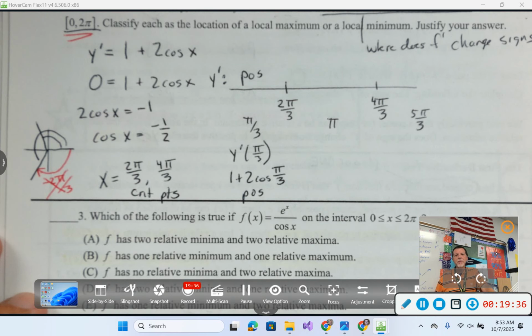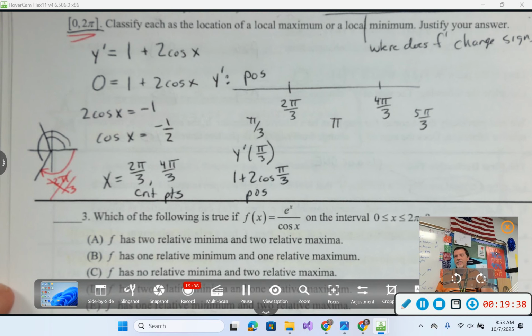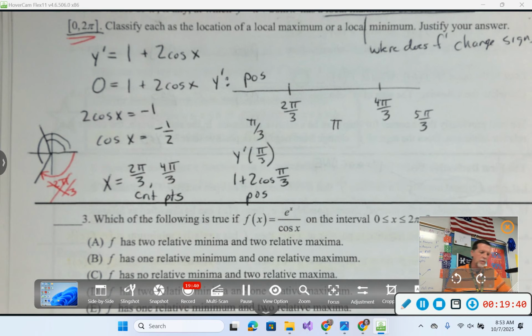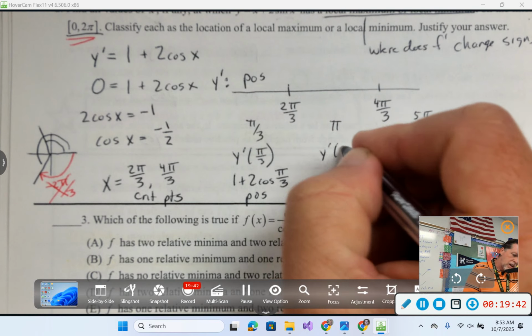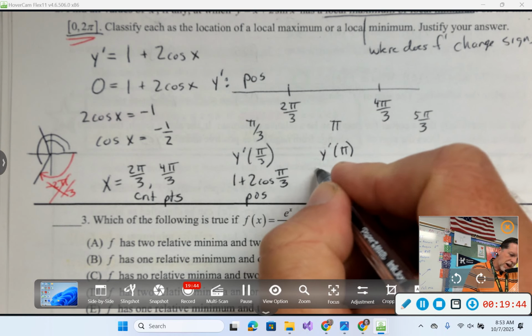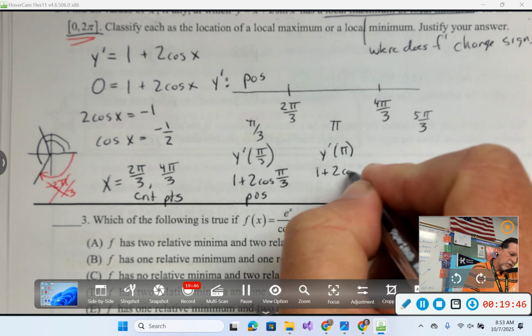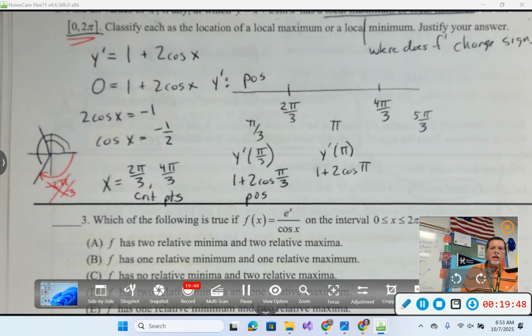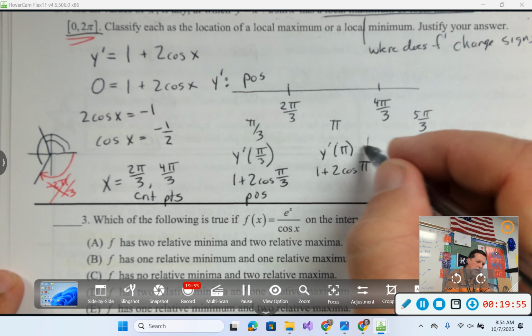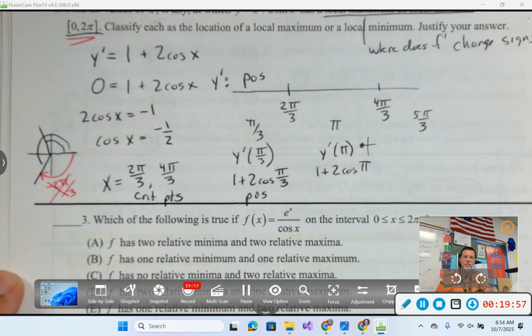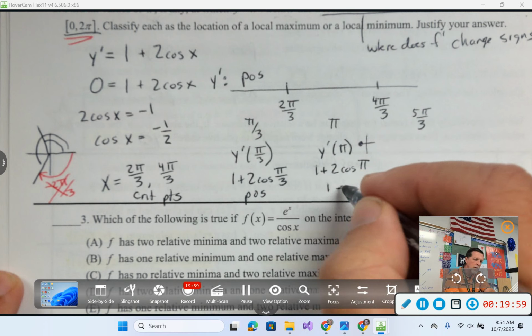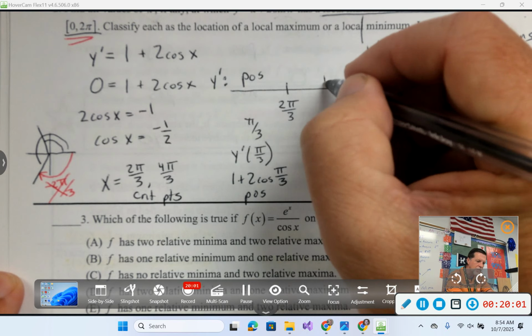That's kind of lazy math, but all I care about is positive and negative. So as soon as I figure it's positive, we're good. Y prime at pi, 1 plus 2 cosine pi. What's the cosine of pi? Negative 1, because it's over there on the left. So 1 minus 2 is negative.